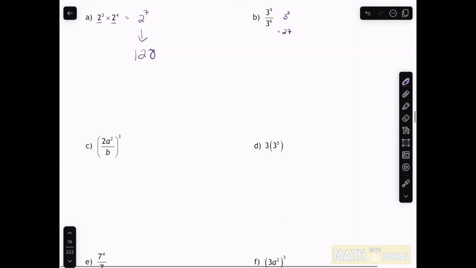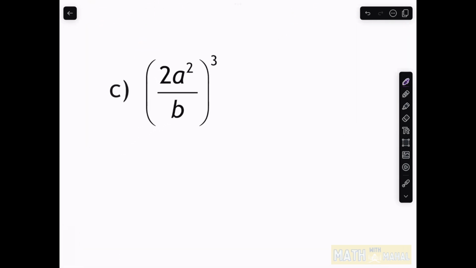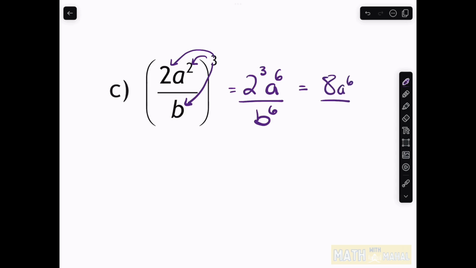which is 128. Okay, for this one here, we have an exponent that is outside the bracket, so we are going to distribute it in and multiply it to everything inside the bracket. That leaves us with 2 to the power of 3, a to the power of these exponents here, which we're going to multiply because we're distributing. So that becomes 6 over b to the power of 6. 2 to the power of 3 becomes 8. So this is 8, a to the power of 6 and b to the power of 6.